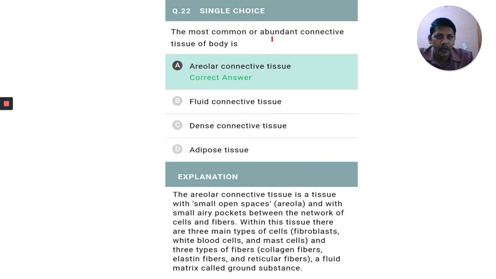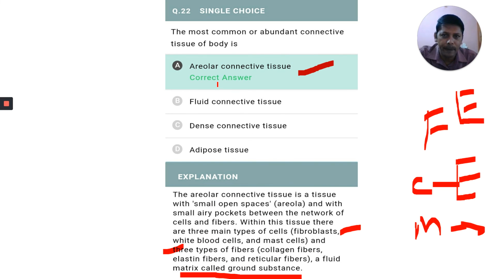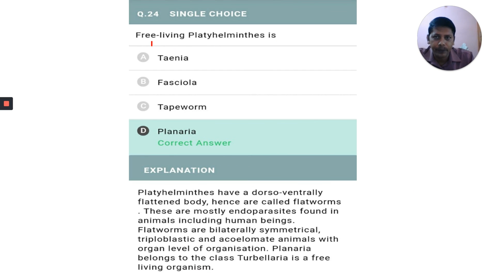The most common, or abundant, connective tissue of the body is areolar connective tissue. It is a connective tissue that mainly consists of three components: fibers, cells, and matrix. Here, what are the different types of cells present? What are the different types of fibers present? And what is the matrix? The fluid matrix is called ground substance. Here you can see different types of cells and three types of fiber, collagen, reticular and elastic. These are all present in areolar tissue, which is the abundant connective tissue of the body.